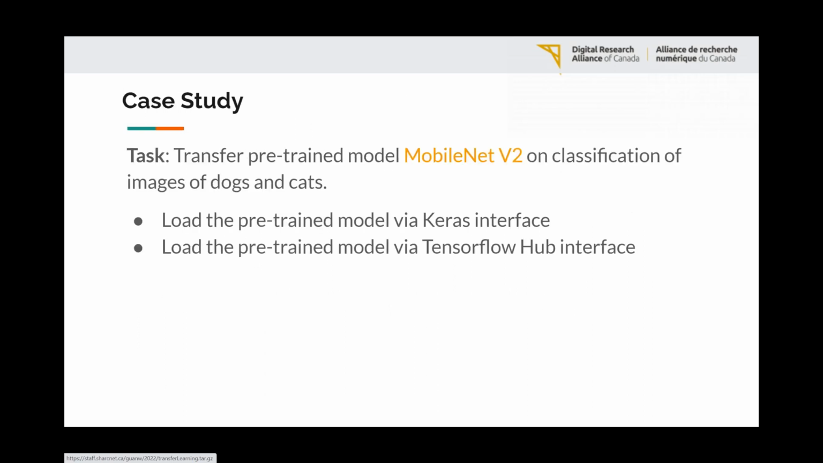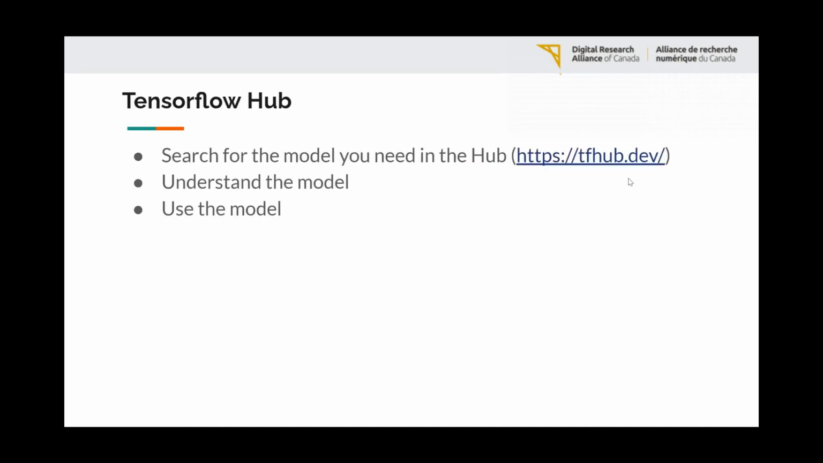Okay, so today I'm going to show an example to classify images of dogs and cats, using MobileNet v2 as a base model. I'm going to show how to load it through the Keras interface, and the second example shows how to get the base model through the TensorFlow Hub interface. So that's it.